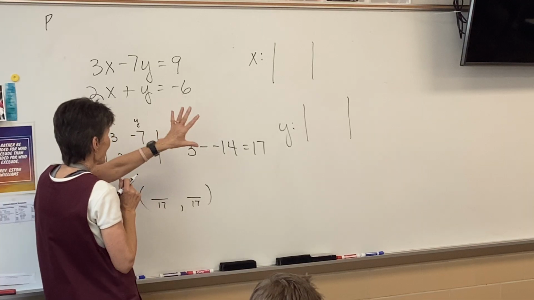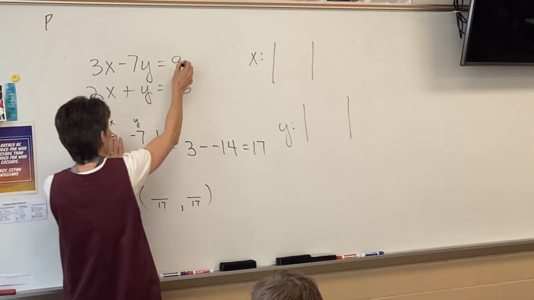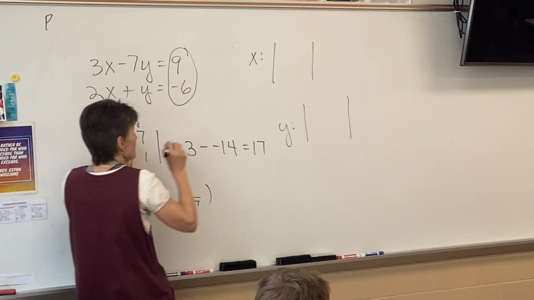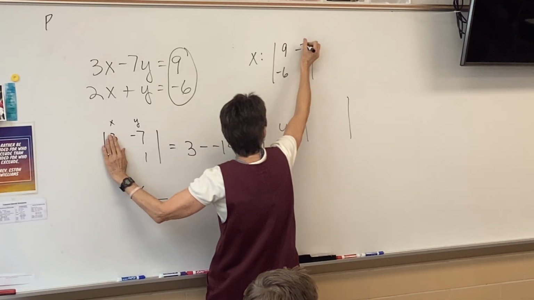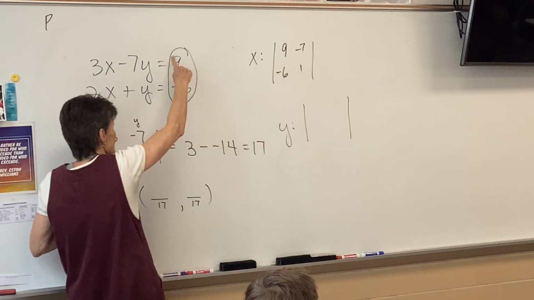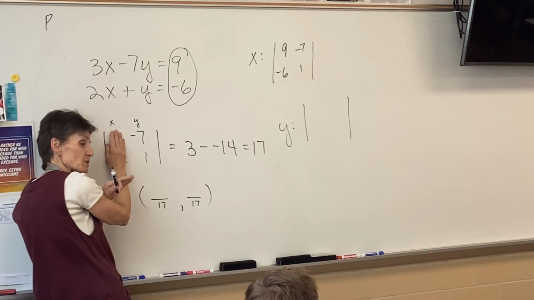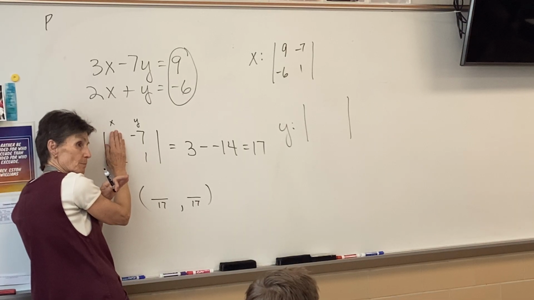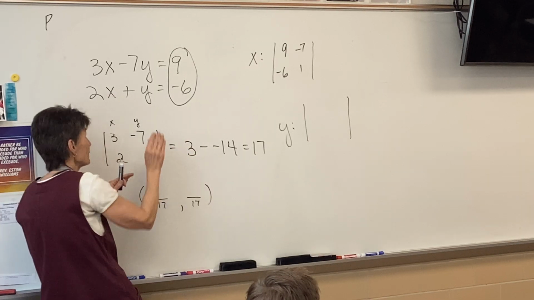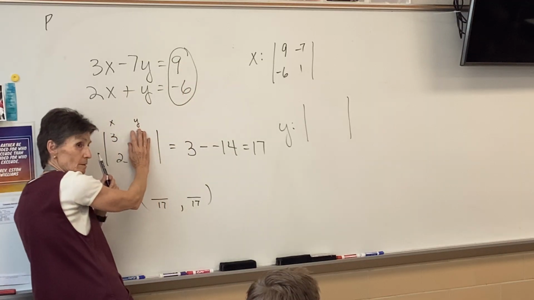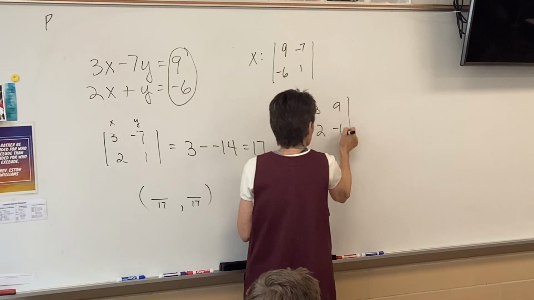When you're finding x, take out the x column and replace it with those. So in other words, you're going to have 9, negative 6 here, and then negative 7, 1. So just cut these out and put them in place of whatever coefficients you're solving for. Guess how you're going to do y? Same thing, only now you're going to cut these out and move them here. So you're going to have 3, 2, and then 9, negative 6.